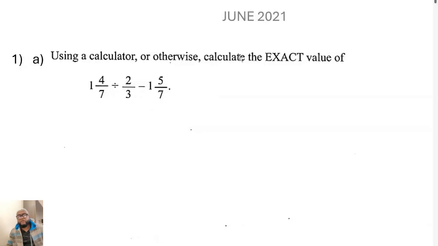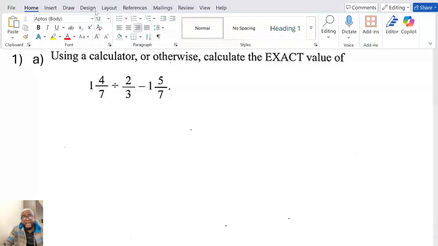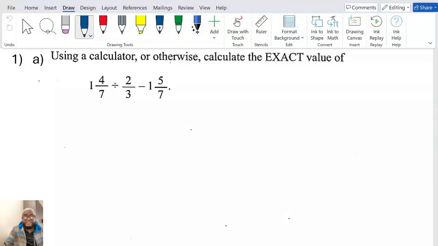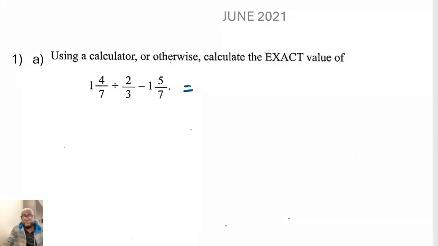Using a calculator or otherwise, calculate the value of 1 and 4 over 7 divided by 2 over 3 minus 1 and 5/7. Now, the first thing they said is using a calculator, right? But CXC does still want to see a little working sometimes, so we'll give them what they want to see. They want to see that we worked out this part first. Division before we minus, right?